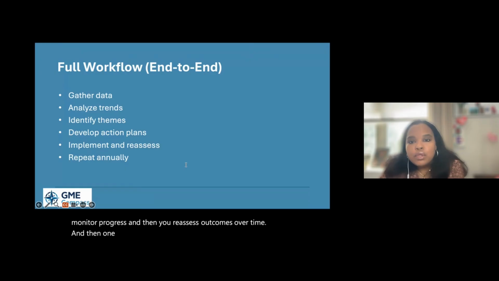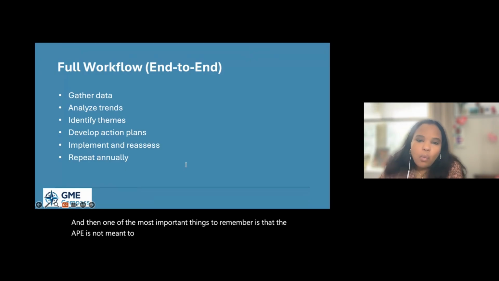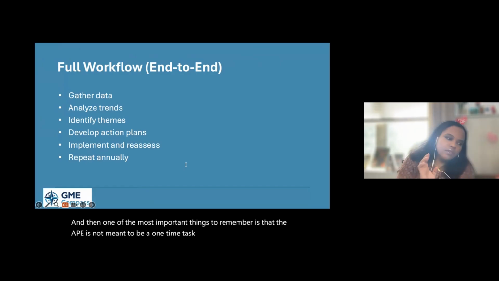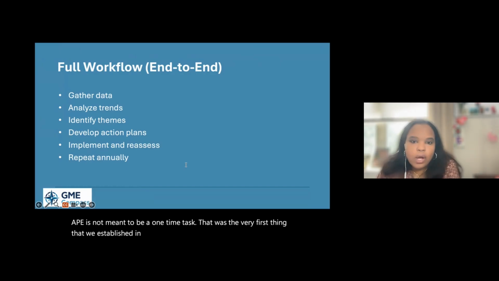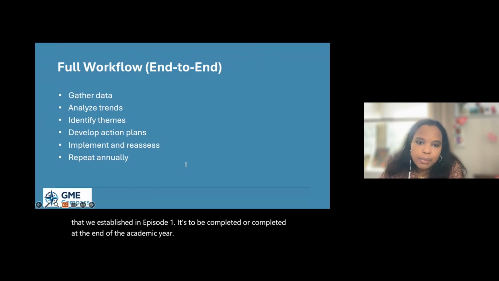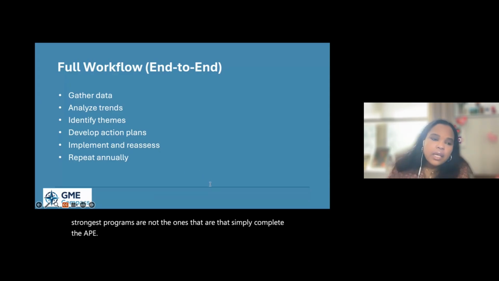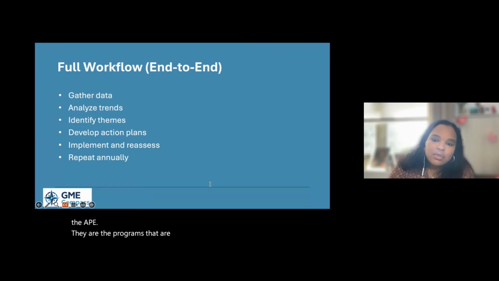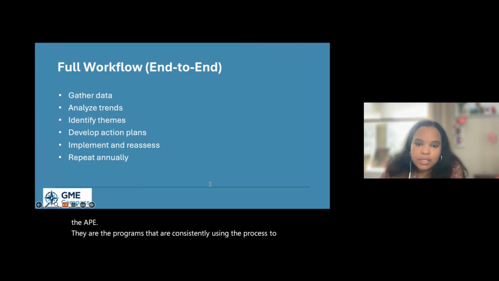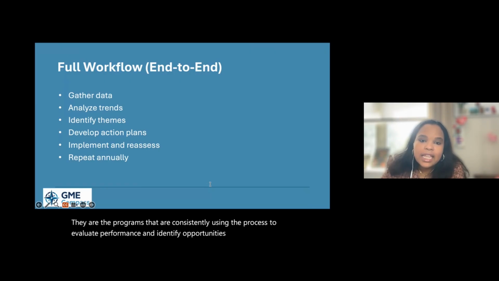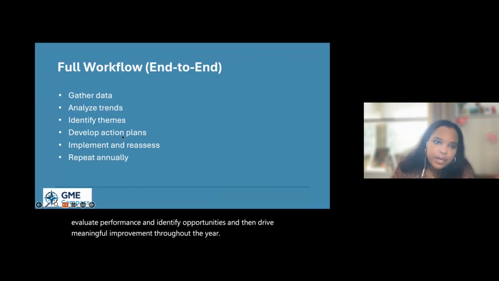And then one of the most important things to remember is that the APE is not meant to be a one-time task. That was the very first thing that we established in episode 1. The APE should function as a continuous improvement process that helps guide programs' evaluation decisions throughout the year. The strongest programs are not the ones that simply complete the APE. They are the programs that are consistently using the process to evaluate performance, identify opportunities, and then drive meaningful improvement throughout the year.